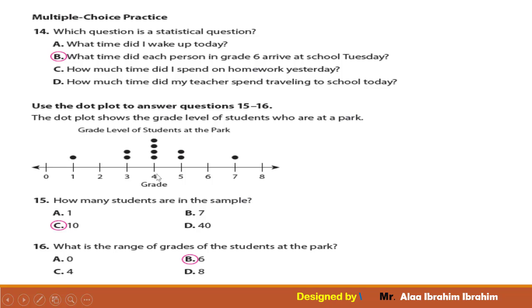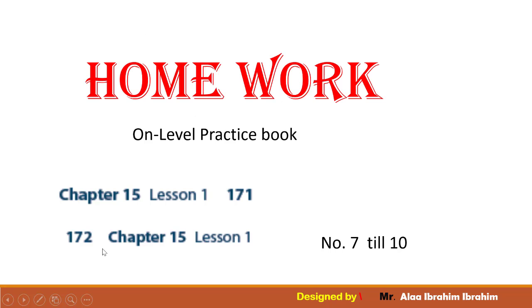So the next one I'm dealing here with dot plots. I need how many students are in the sample. I have to count all of them. I found they are 10. So what is the range? The range is the greatest value minus the smallest value, the range of the grades. So this is 7 minus 1, the greatest minus the smallest, which is 6.